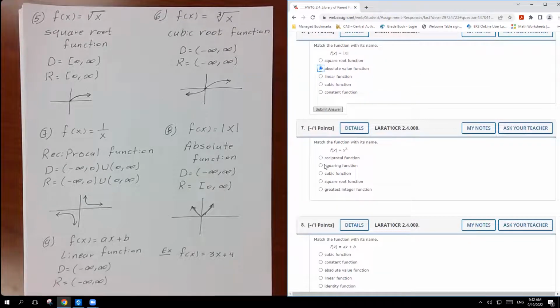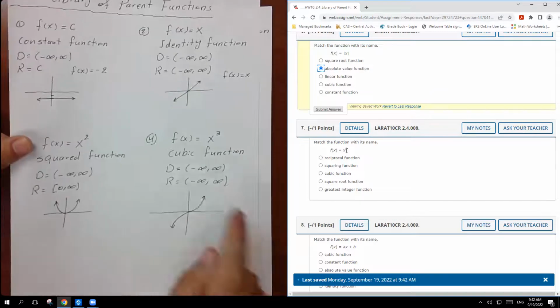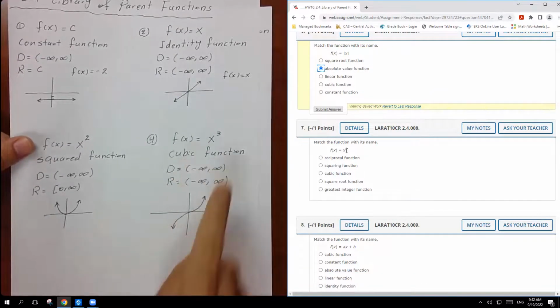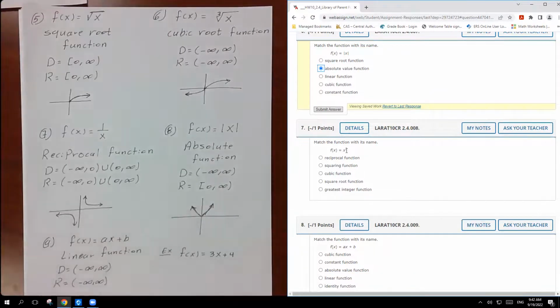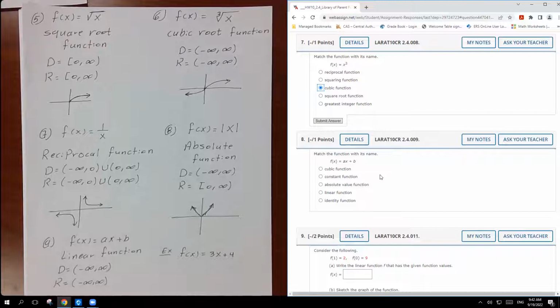Number 7, x cubed. This is similar to the x cubed. Number 4. So here's number 4, the cubic function. So we're going to choose the cubic function. Number 8 is going to be ax plus b, which is the linear function.